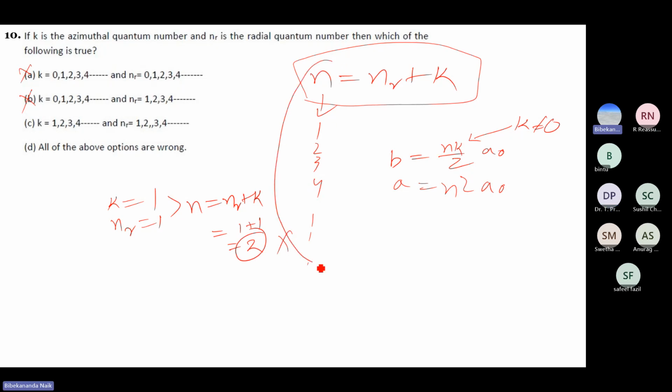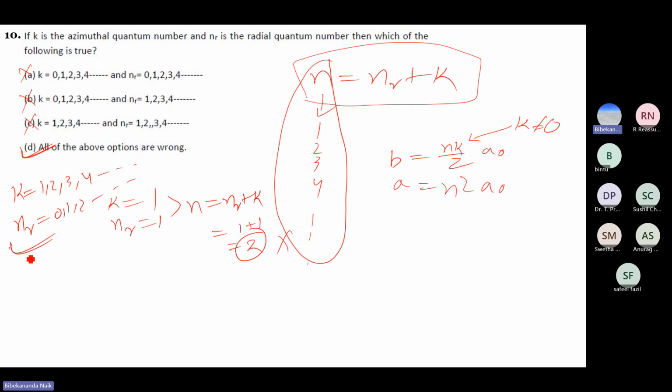Just as I have mentioned here, the principal quantum number n starts from 1. So since n_r can be 0, k can't be 0. So the actual correct option here will be option D, none of the above is correct. The actual k values will be 1, 2, 3, 4 like that, and n_r will take values from 0, 1, 2, 3, 4 like this.